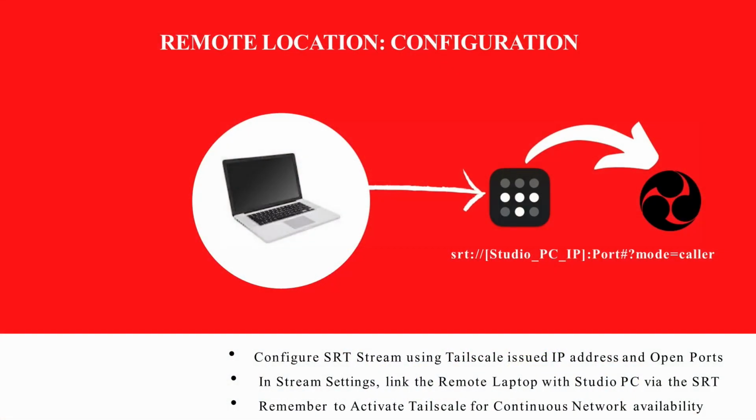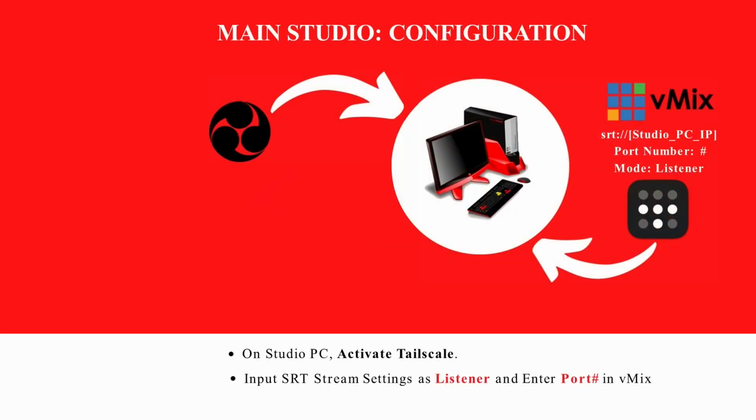So now that we have configured OBS using Tailscale, we are going to ensure that we have Tailscale configured all the time. So in the main studio, we are going to open our vMix. Then the only thing we are going to do is go to input on vMix. Having gone to input, we are going to go where there is SRT. We are going to click there.